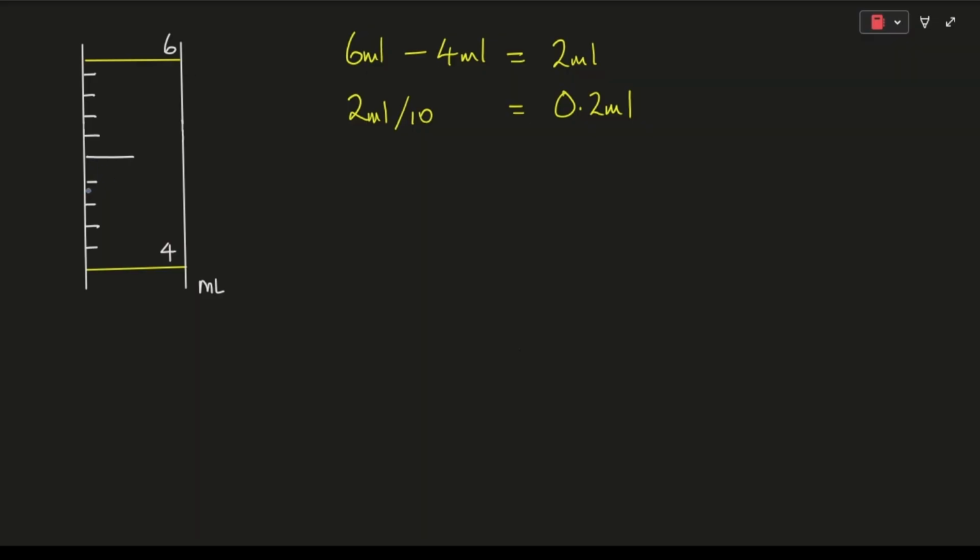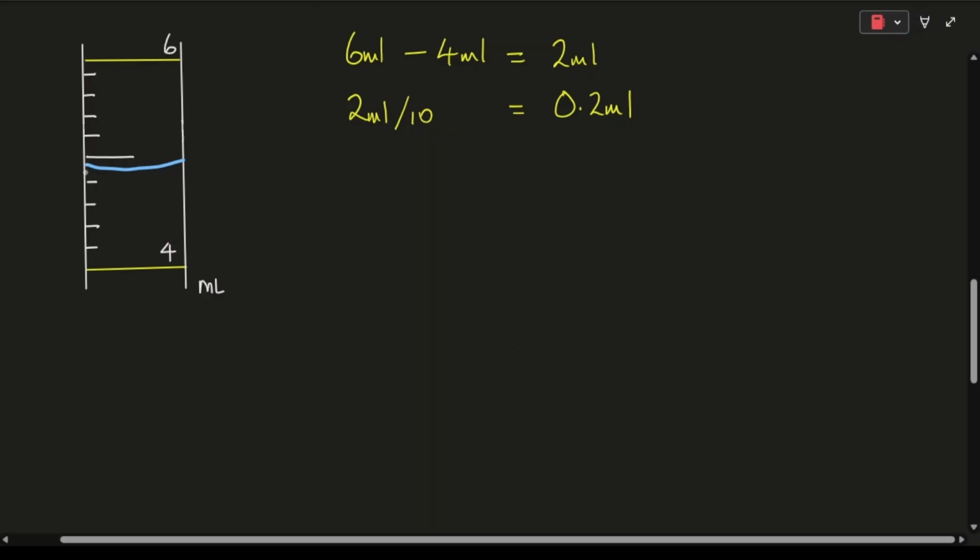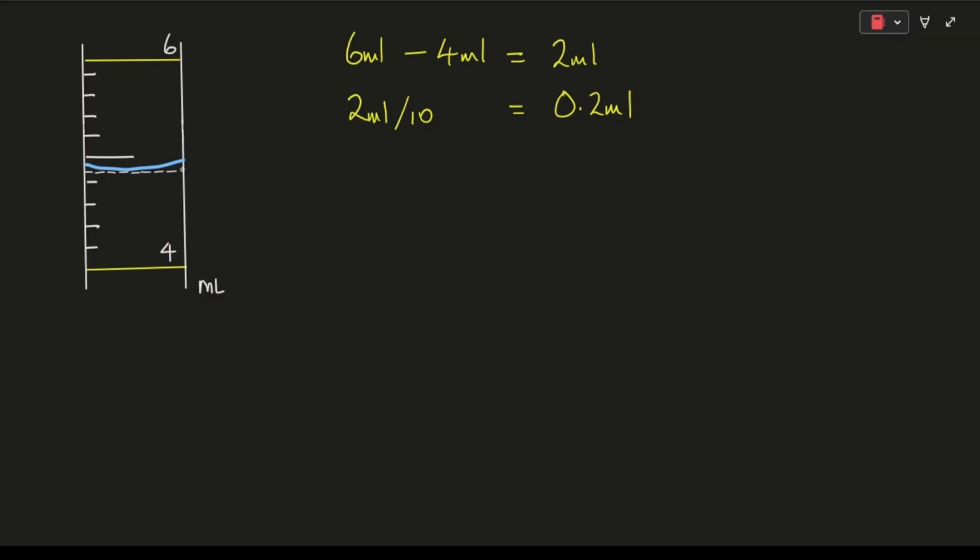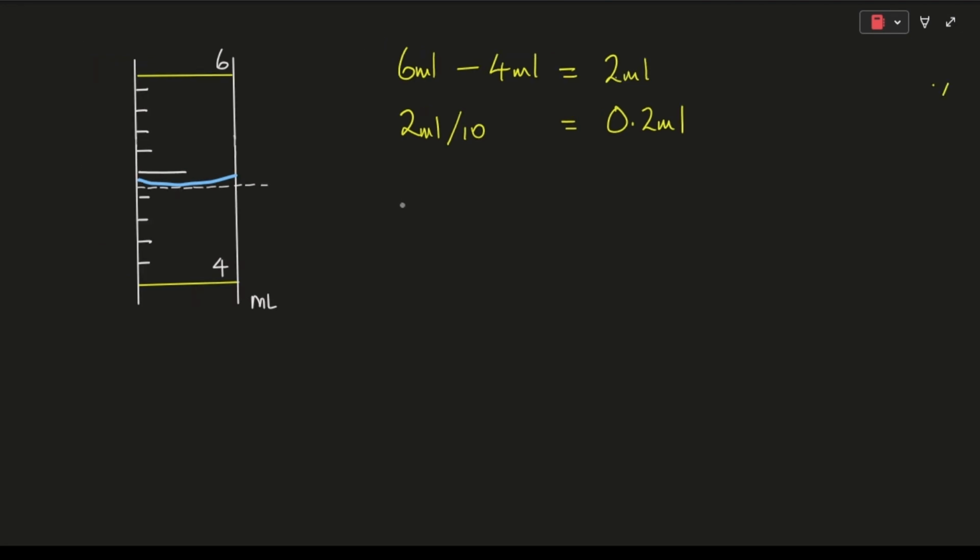So what is going to be this reading? Don't forget that we take the reading from the bottom of the meniscus. Now, our dotted line is between the 4.8 and the 5 milliliter mark, but it is closer to the 4.8 than to the 5 milliliter mark. So I'm going to record this as 4.83 milliliters. So with this recorded value, we're going to introduce our uncertainty in measurement.